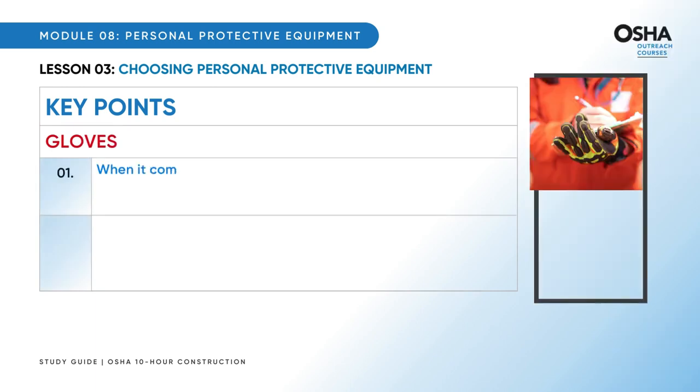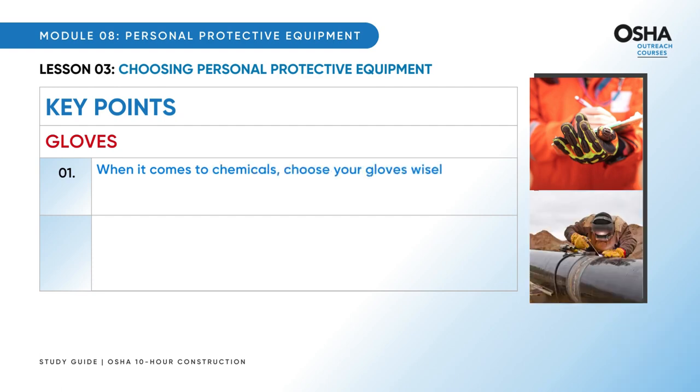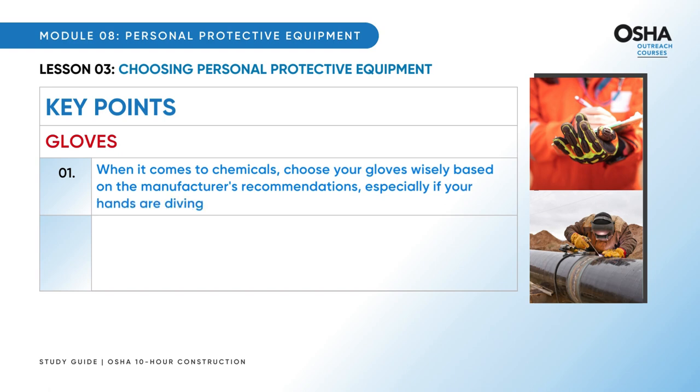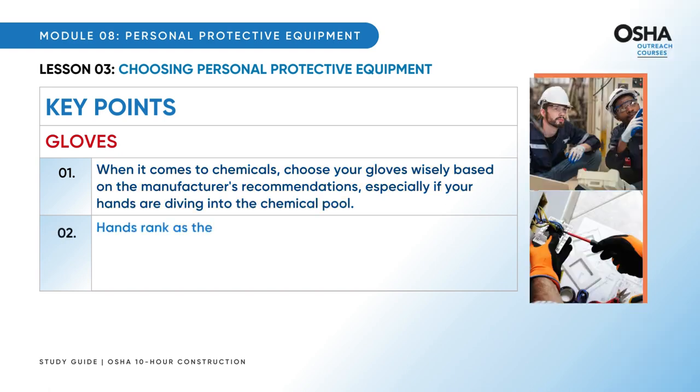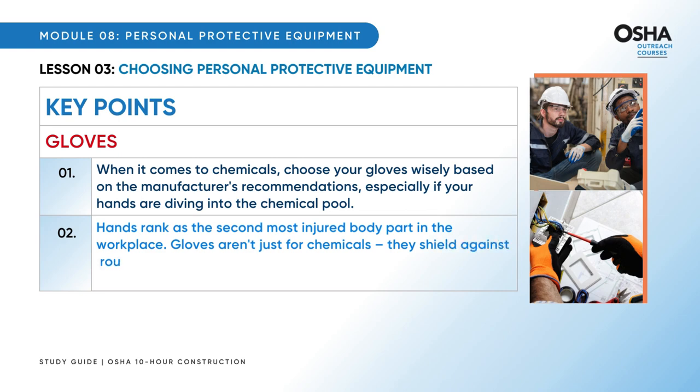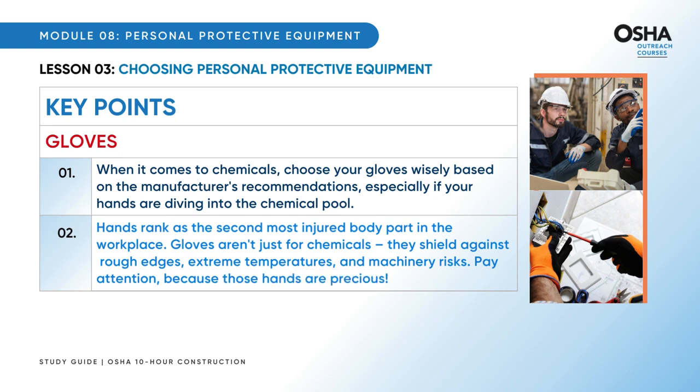When it comes to chemicals, choose your gloves wisely based on the manufacturer's recommendations, especially if your hands are diving into the chemical pool. Hands rank as the second most injured body part in the workplace. Gloves aren't just for chemicals, they shield against rough edges, extreme temperatures, and machinery risks. Pay attention, because those hands are precious.